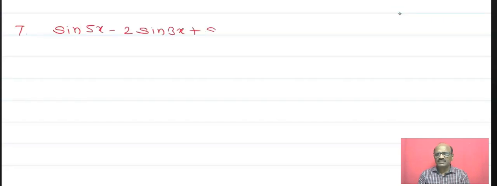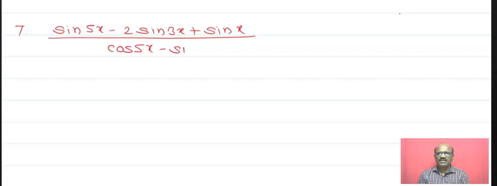Sin of 5x minus 2 sin 3x plus sin x upon cos of 5x minus cos x, and that is equal to tan x.